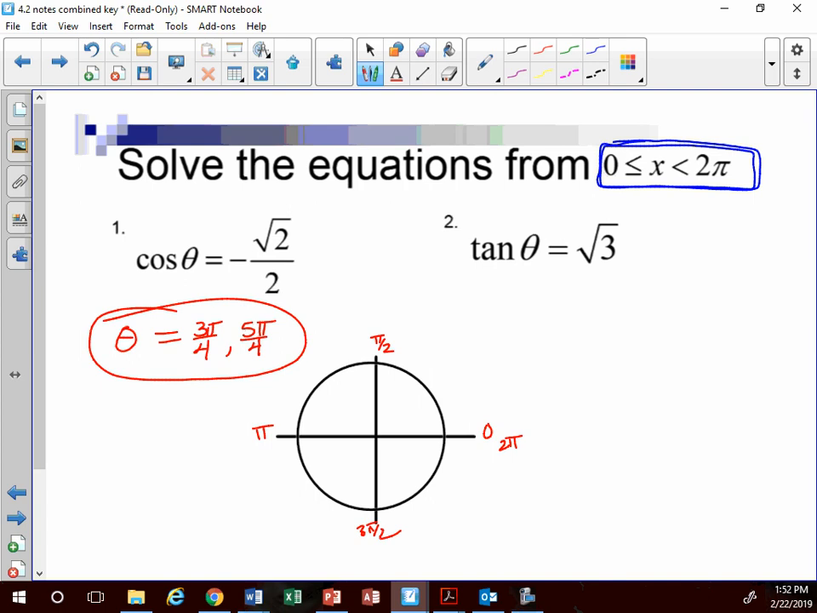All right, so next one, you guys try it. Tell me, where does tangent equal root 3? Pi over 3 and 4 pi over 3. Yeah, that one. Excellent. Good work. Okay. That's fairly simple, but that is the idea of what we're doing. That's not bad, right? Great. Let's keep going.